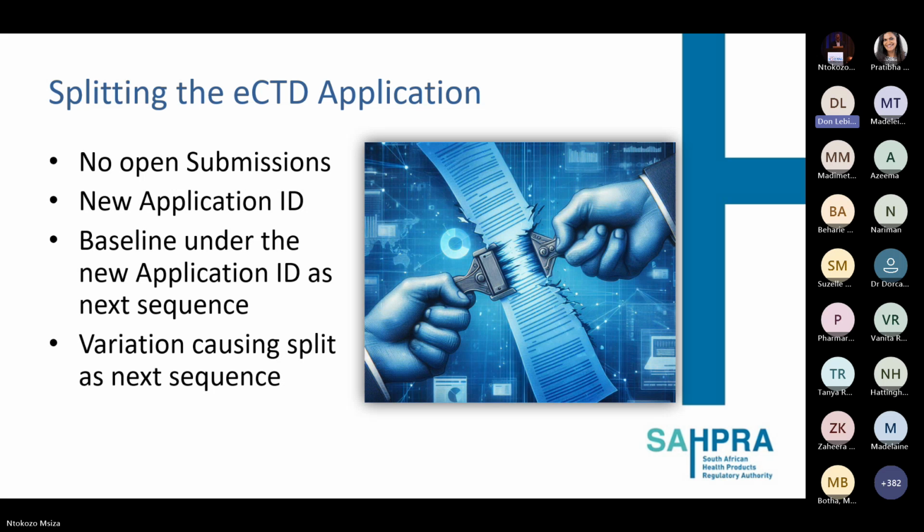And then you would do one baseline, which would be for the new application ID as a next sequence. And then you would also submit a variation that is causing that next sequence, for example, if you're having a downscheduling of the one strength.